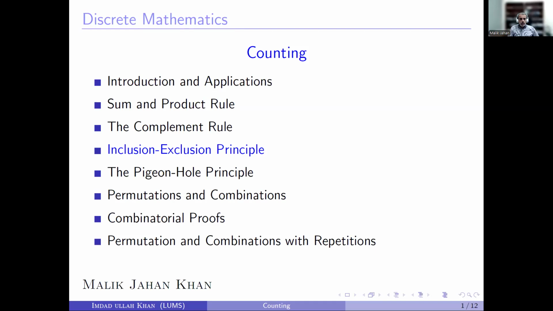So if you recall the kind of stuff which we have completed in our previous class, we started counting and we talked about the fundamental three principles of counting, including sum principle, product principle, and complement principle. In this session, we'll be trying to complete counting, and we are starting with another principle which is called inclusion-exclusion principle.